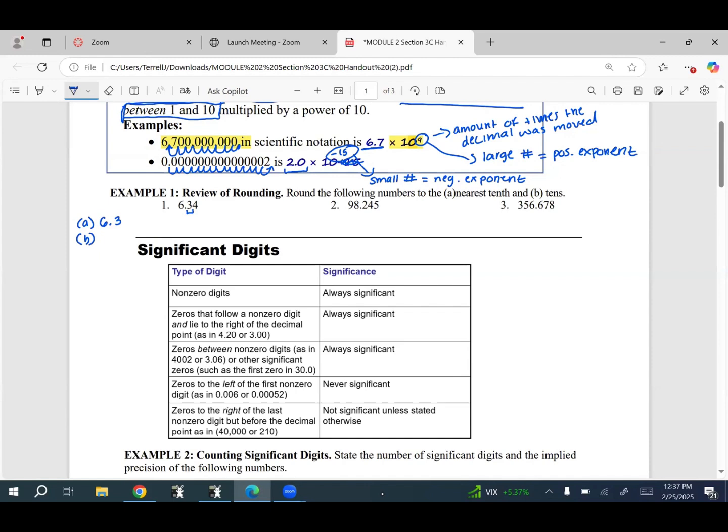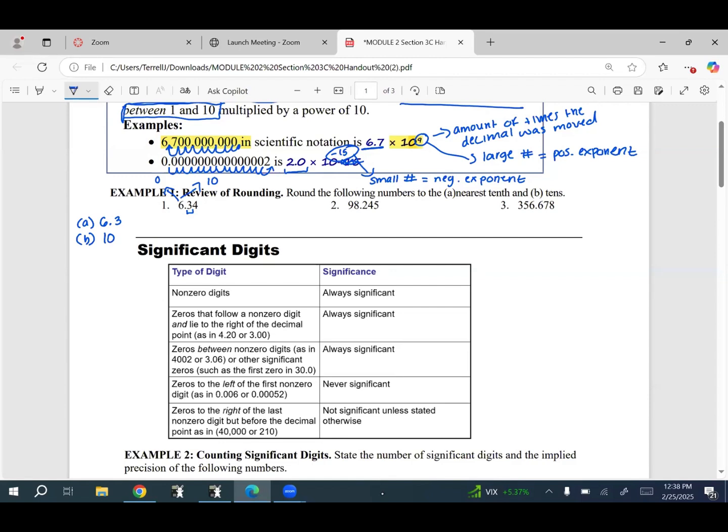Part B, tens, TENS. There's a difference between tenth with the TH and tens. When we think of tens, we look at 0, 10, 20, 30, 40. You're going by tens, whole numbers. So look at the whole number now. The whole number is 6. Here are my options. It's either going to be 0 or 10. But 6 is closer to 10, so my answer would be 10. 6.34, if I had to round that to the tens place, would be the whole number 10. It is closer to 10.